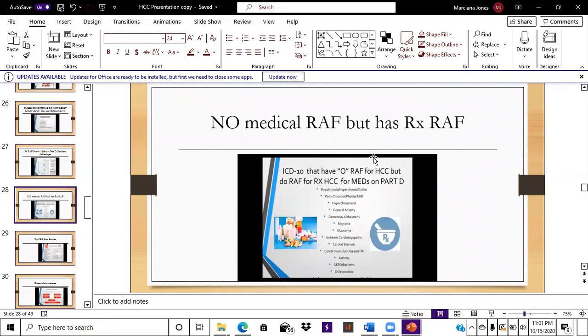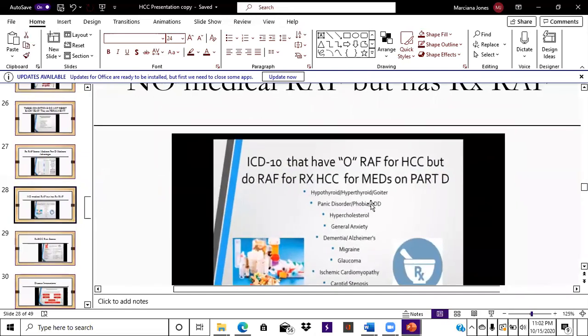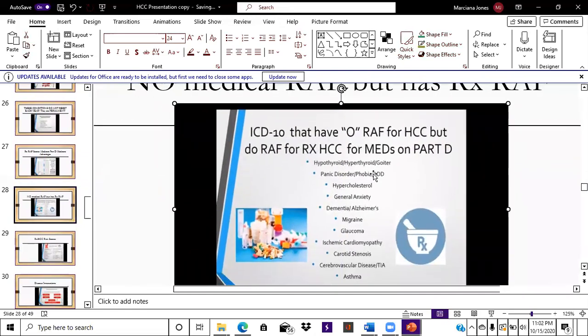So no medical RAF has a prescription RAF. So ICD-10 codes have 0 RAF for HCC. Here are the ICD-10 codes that have 0 RAF for HCC, but they do RAF for prescription HCC for meds on Part D. Let me move it for you. And let's see if I can remember some of these codes by heart.